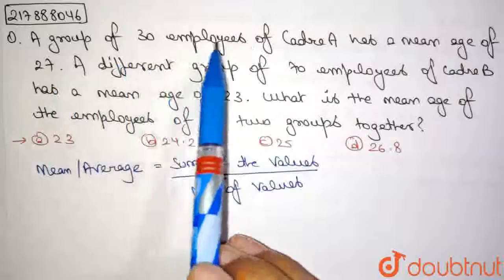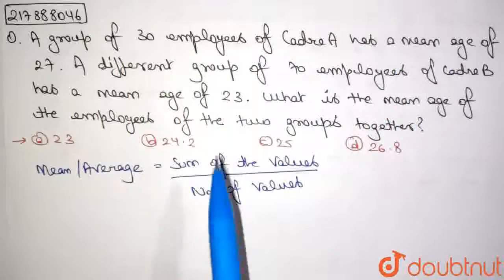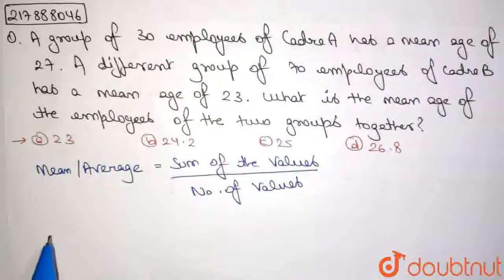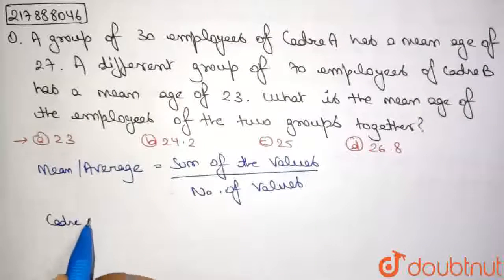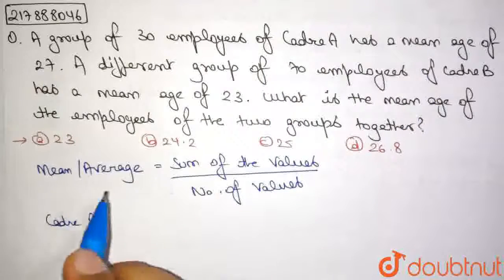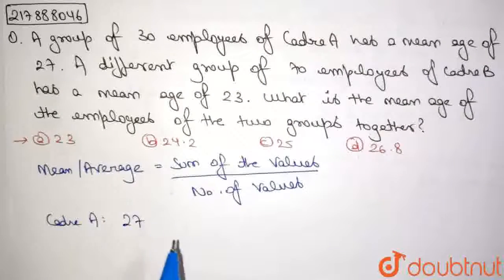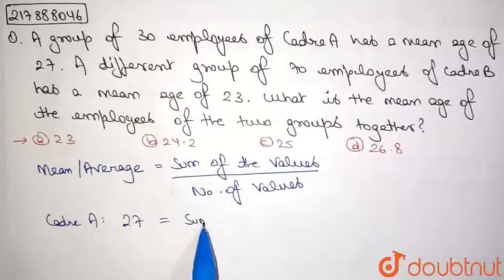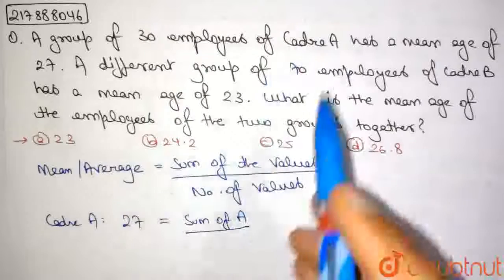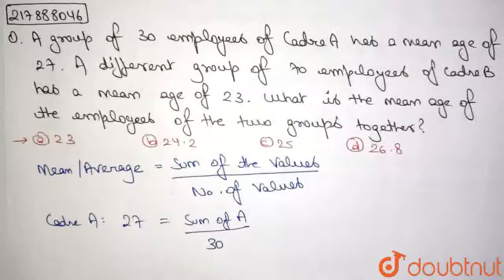Now, a group of 30 employees of Cadre A has a mean age of 27. For 30 employees, the mean age is 27. So let me first calculate for Cadre A. So for Cadre A, the 30 employees have a mean age of 27. So the mean or average value is 27, which is equal to sum of A upon number of values in A. Here we have 30 employees, so it's going to be 30, right? If I have to find the sum of A, I'm going to multiply both sides by 30.